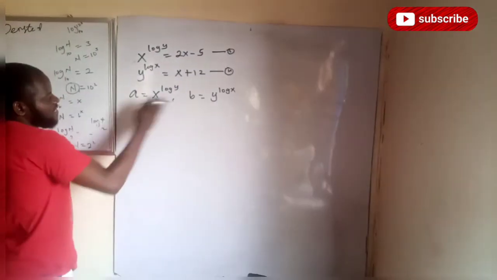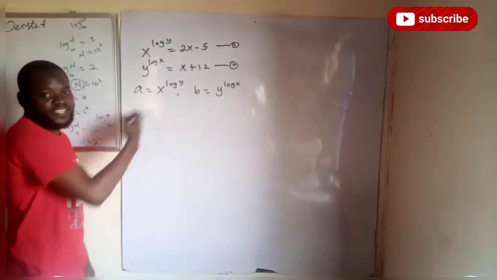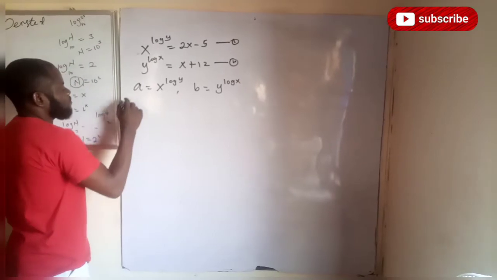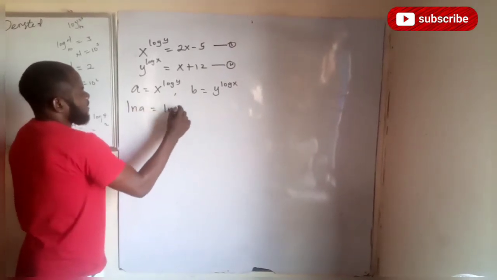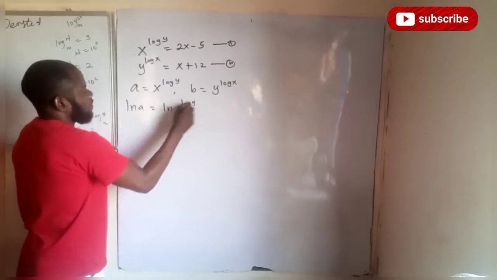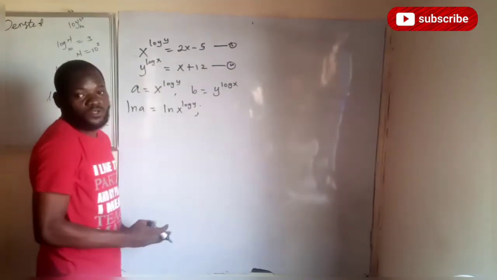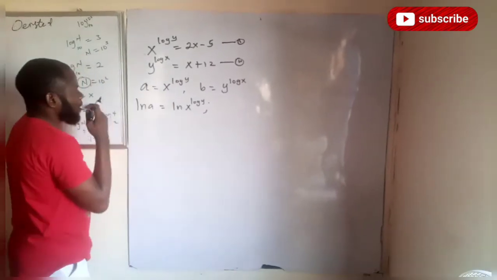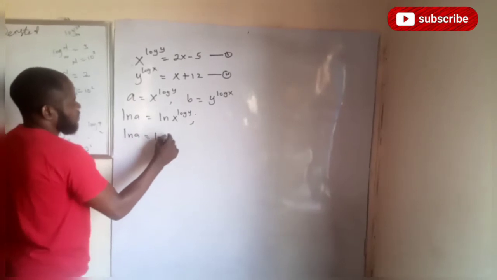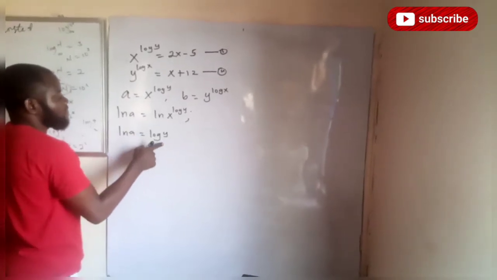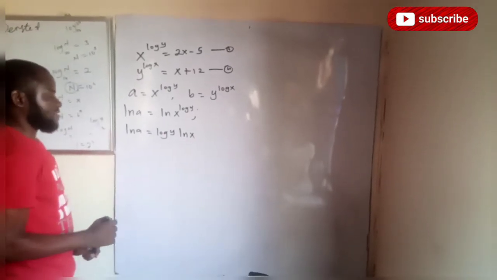Now let me take the natural log of both sides. Natural log means I'm taking the log of both sides to base e. So if I do that, I'll have ln a equals ln of x to the power of log y. What I want to show is that this is actually equal to this. So I'm dealing with this now. This will become ln a equals log y in base 10 multiplied by the natural log of x.